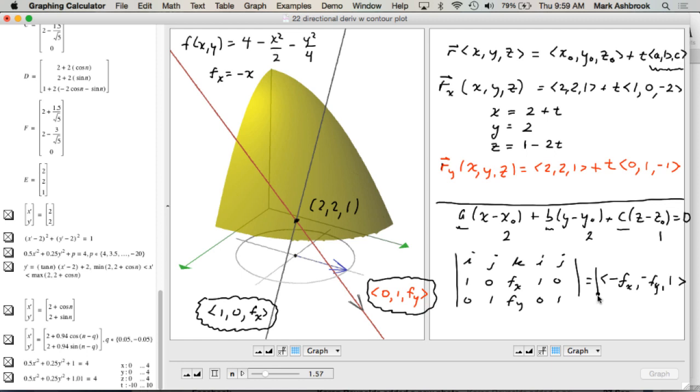So, an important vector. Why? What is that vector relative to the surface? Forgetting about our plane, just that vector relative to the surface at the point on the surface. This is the normal vector, or a normal vector, to f.